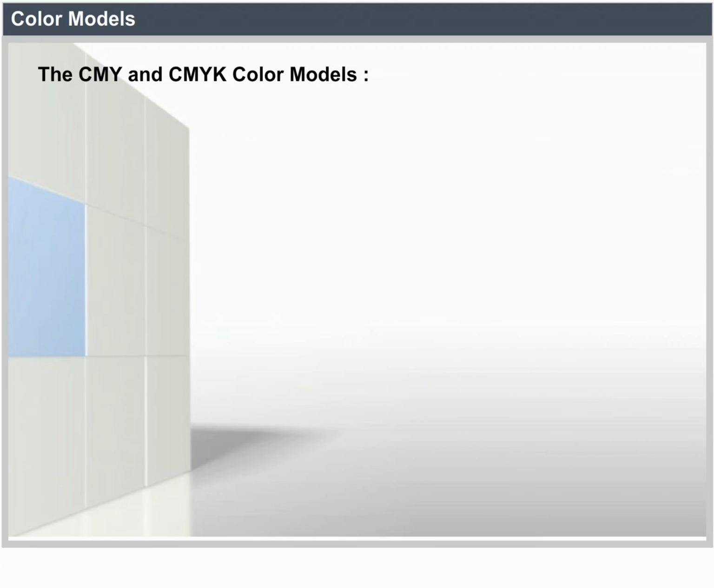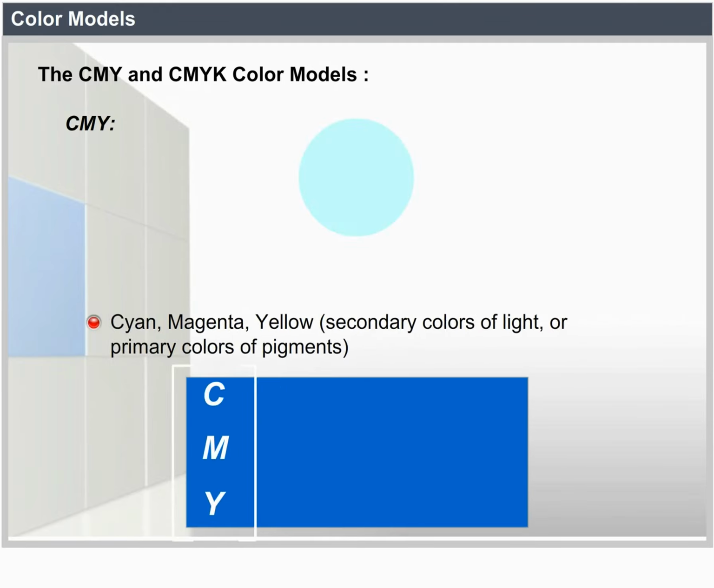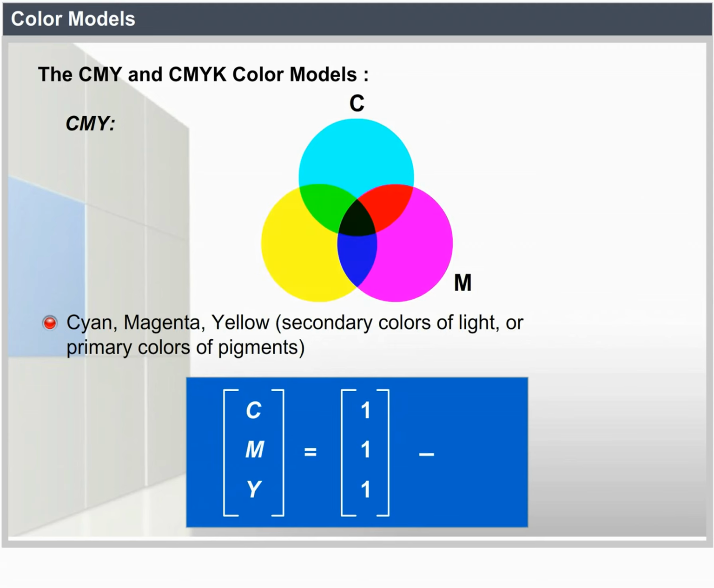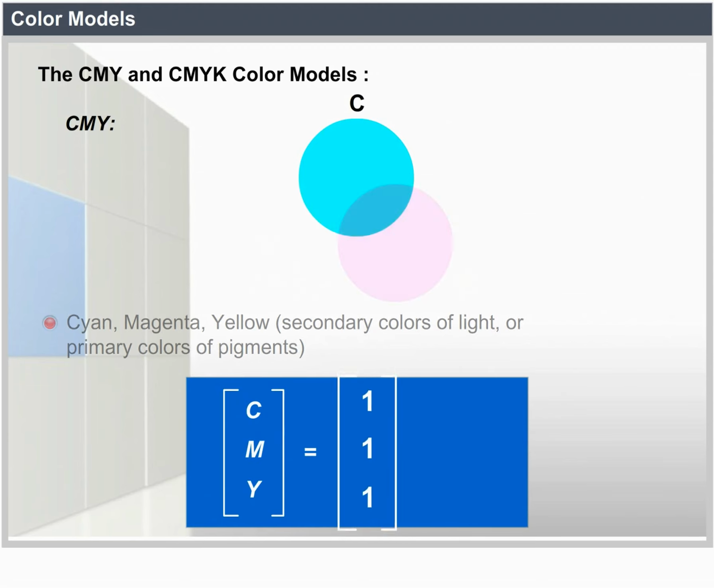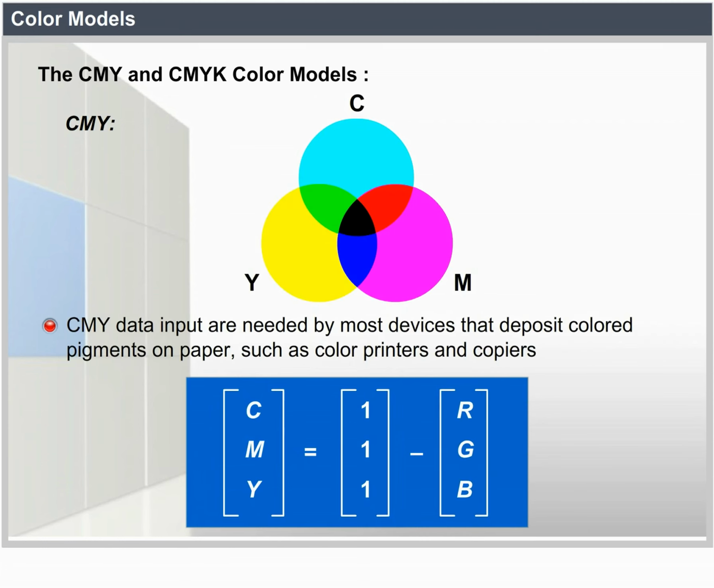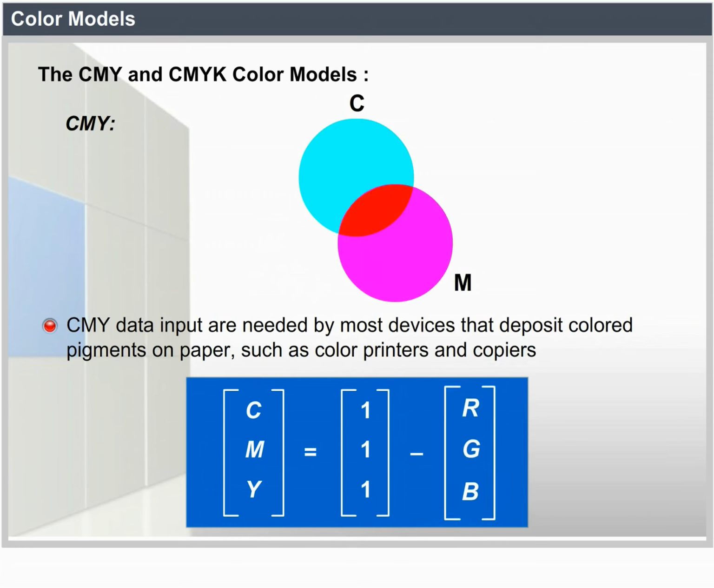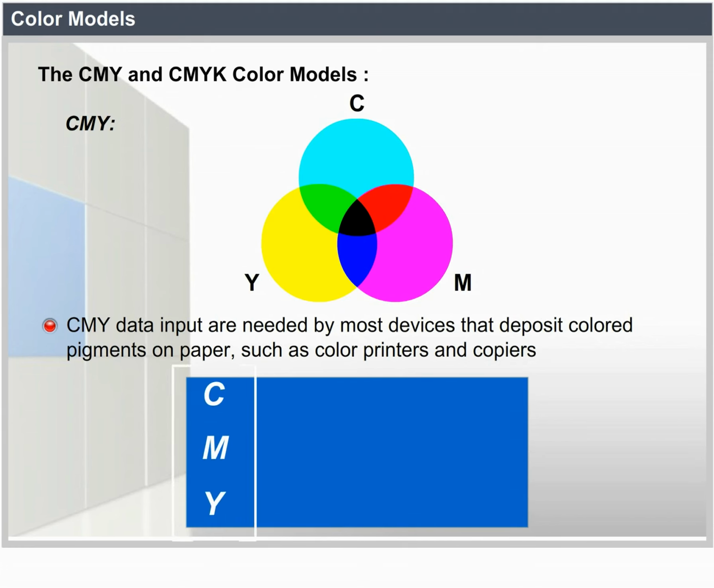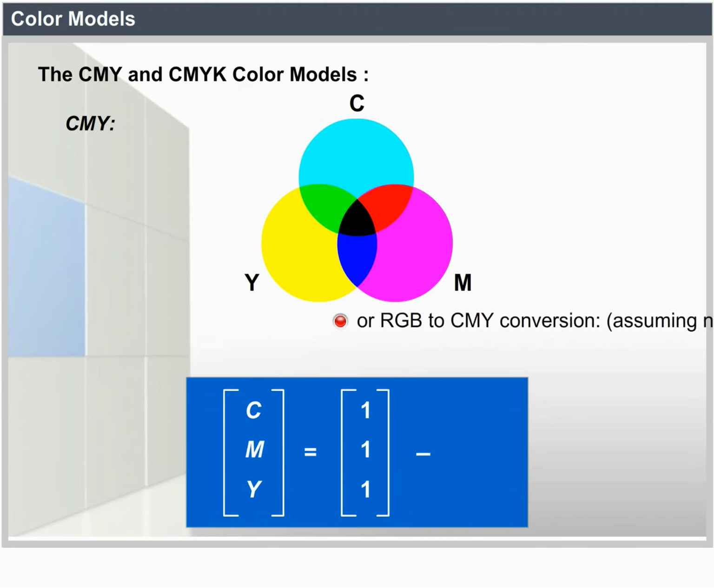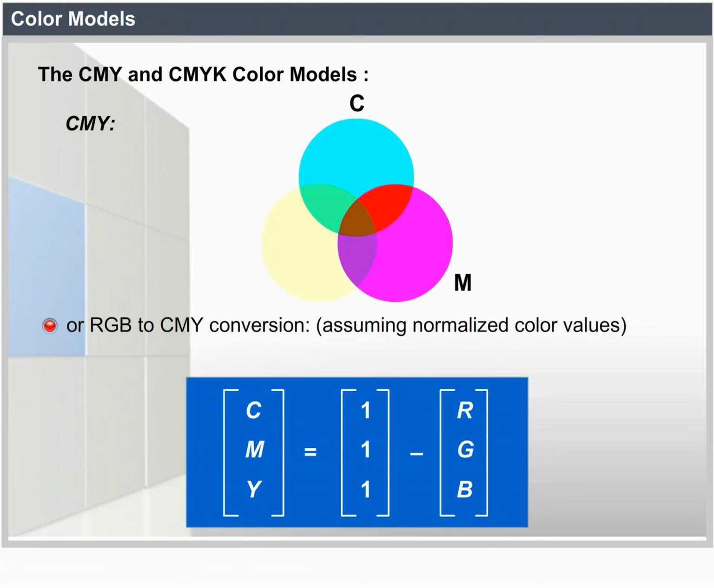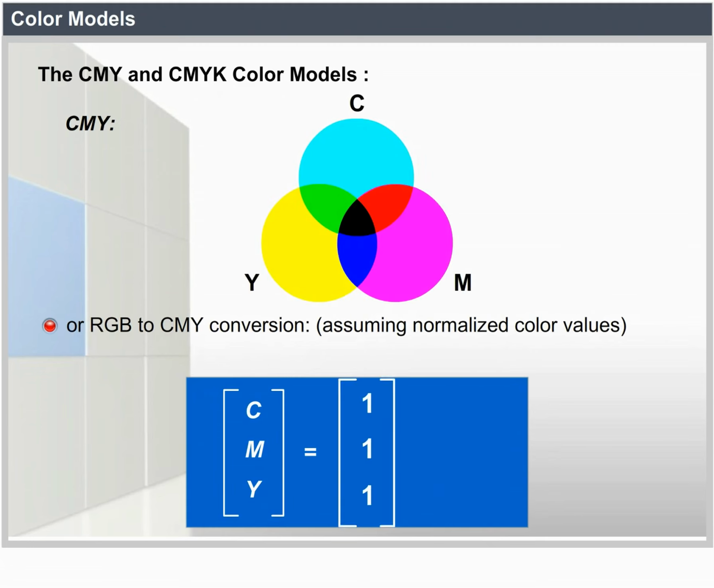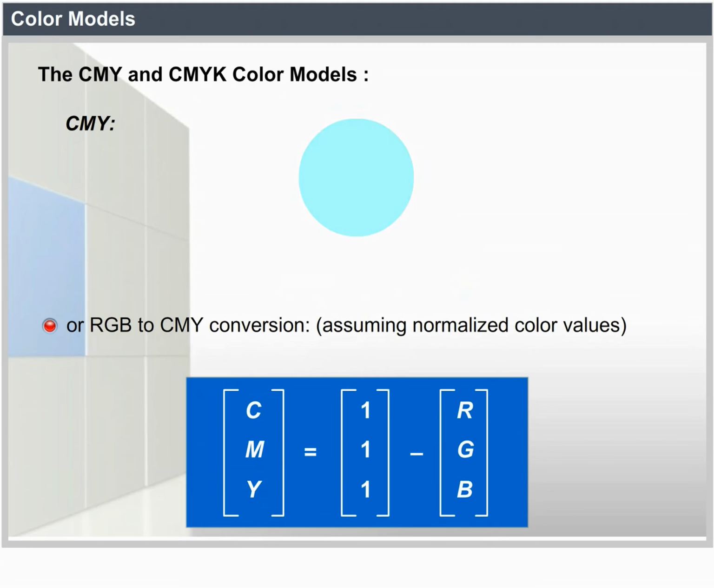The CMY and CMYK color models. CMY: cyan, magenta, yellow, secondary colors of light or primary colors of pigments. CMY data input is needed by most devices that deposit colored pigments on paper, such as color printers and copiers. For RGB to CMY conversion, the matrix is as shown on the screen, assuming normalized color values.